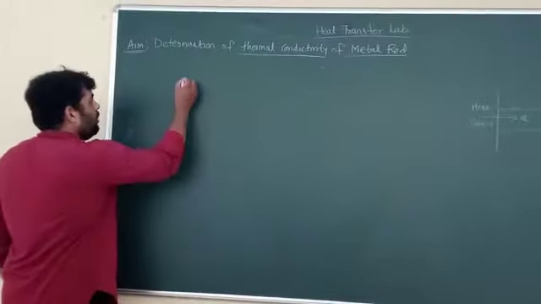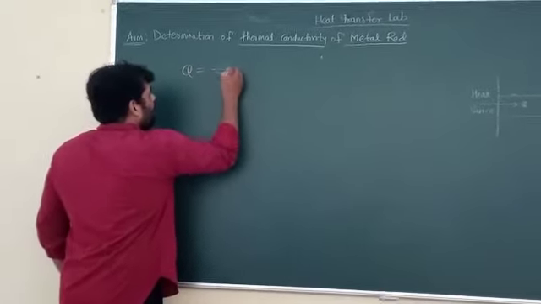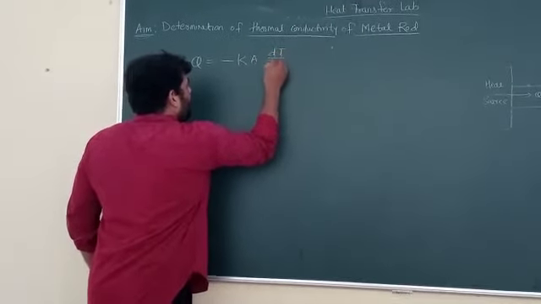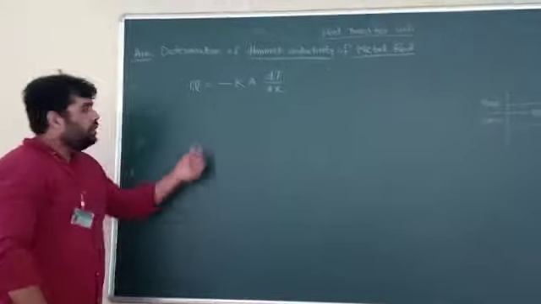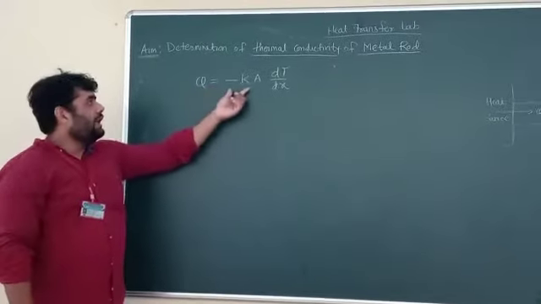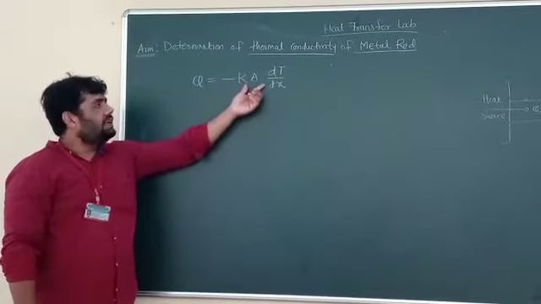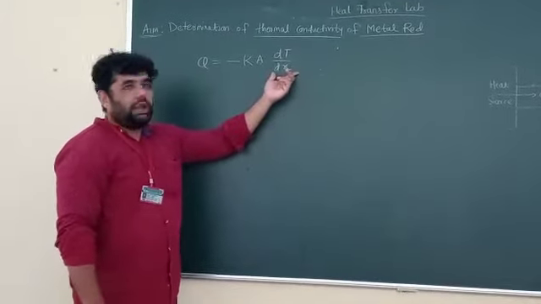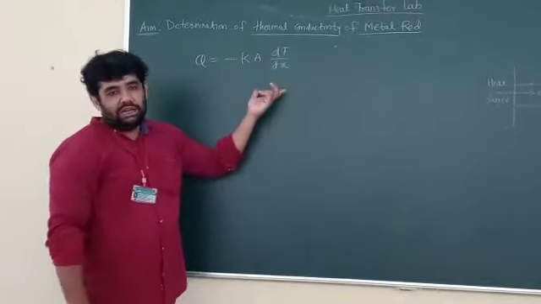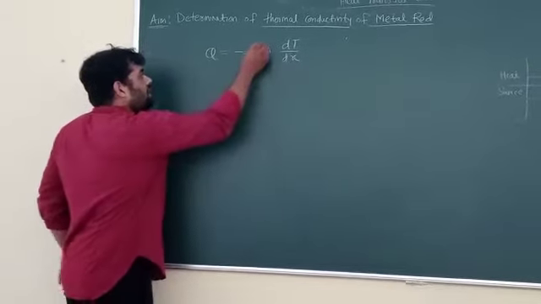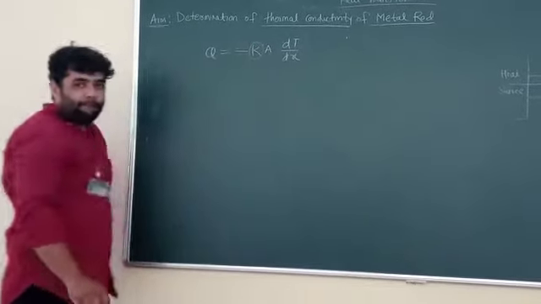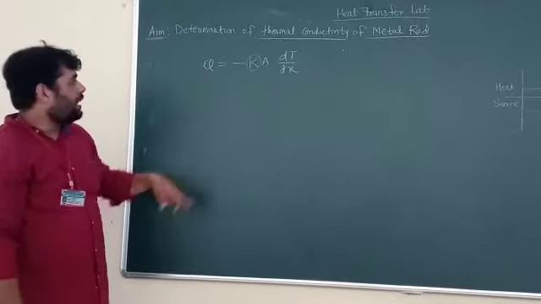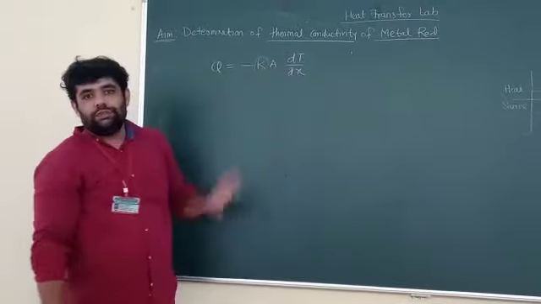heat conduction. The formula is Q is equal to minus K A dT by dx, where Q is the amount of heat conducted, K is the thermal conductivity, A is the transverse cross-sectional area, and dT is the temperature difference across dx, or it is called the temperature gradient. Here the unknown is this thermal conductivity K. Whatever observations we have taken are in order to calculate these four terms.